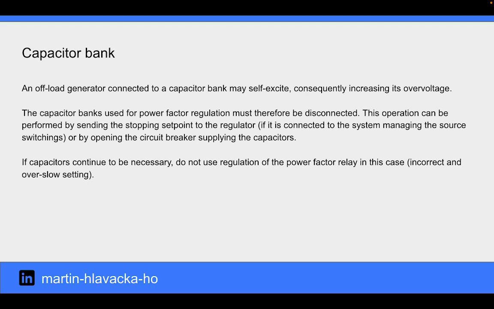An off-load generator connected to the capacitor bank may self-excite, consequently increasing its overvoltage. The capacitor banks used for power factor regulation must therefore be disconnected. This operation can be performed by sending the stopping set point to the regulator or by opening the circuit breaker supplying the capacitors. If capacitors continue to be necessary, do not use regulation of the power factor relay in this case.